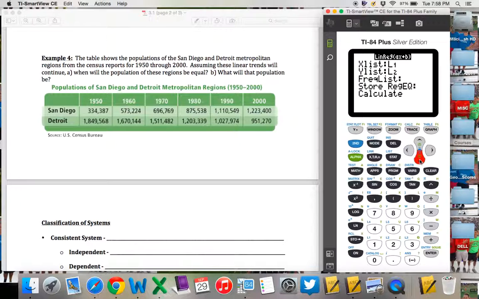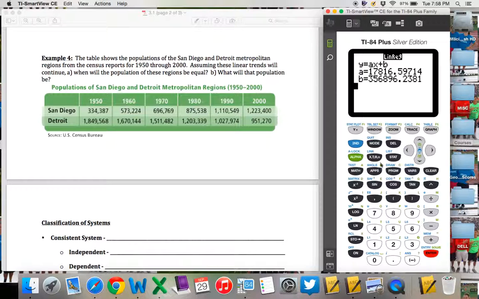For store regression equation, I'm going to go down there. I'm going to go vars, go over to yvars, enter. And in this case, since I'm doing the first one, I do want to hit enter on Y1. Hit enter, go down, highlight calculate, hit enter. Okay, so that equation will now be in Y1.